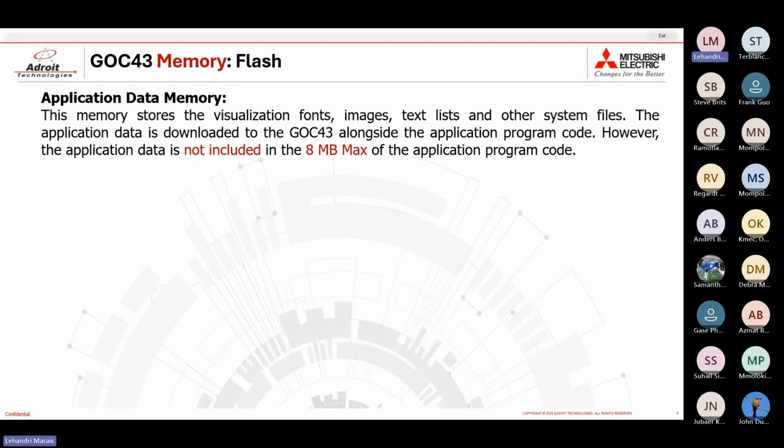Your application data memory stores the visualization, fonts, images, text lists, and other system files, which are present in your overall project. This is downloaded to the GOC when you download the application program code, but the size of these files is not included within the 8 megabyte maximum size of your application program code. So this generally falls under the 64 megabytes.